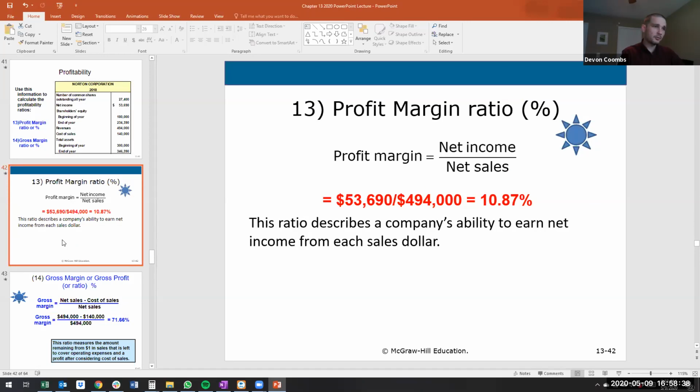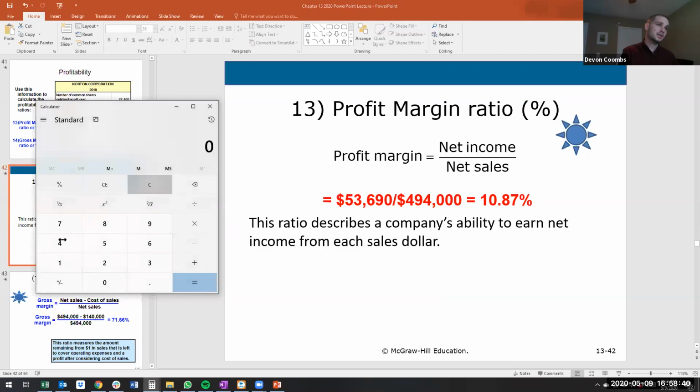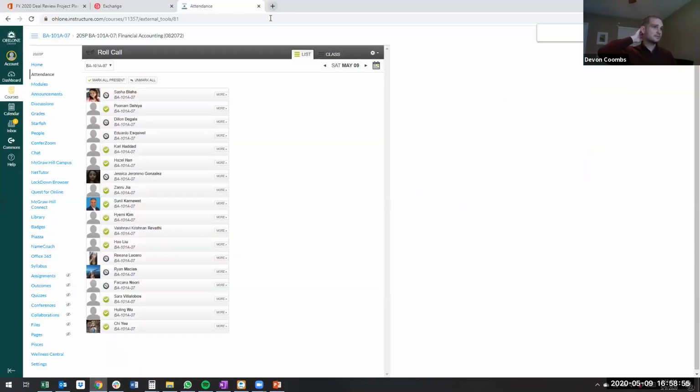Again, all this is memorization. Profit margin percentage, we're just going to take our net income over sales. So in this example, we had net income of 53,690. Our total sales is 494. And so we can see our profit margin is 10.87. And so let's do this on some companies.